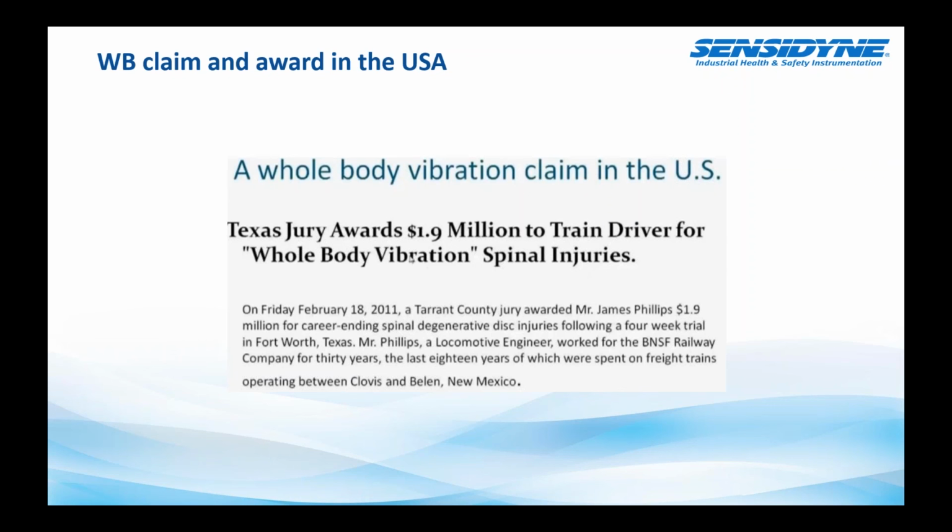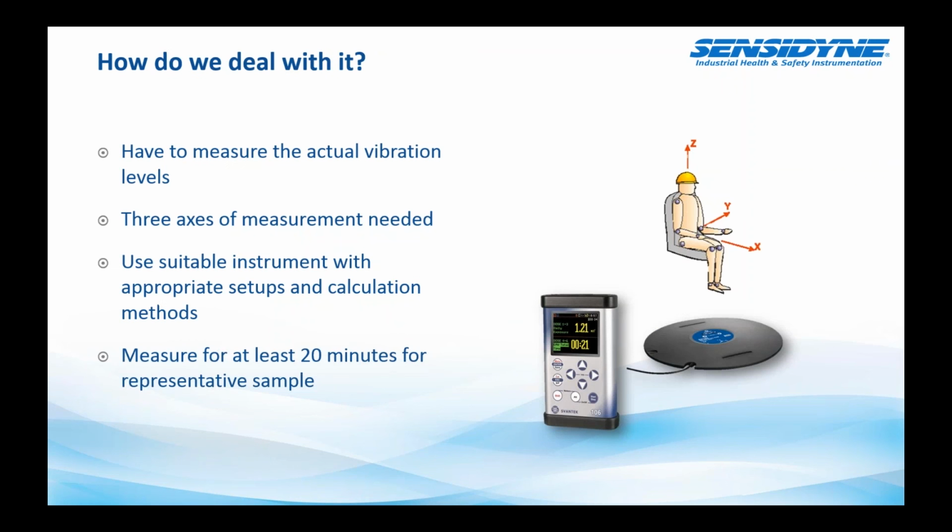How do we deal with it? Well, we have our individual, and we have our 3 directions: the X direction front to back, the Y direction side to side, and the Z direction from feet or backside up through the head. Again, we need to measure all 3 axes. If somebody's sitting on a seat, they're going to be shaken around all over the place.